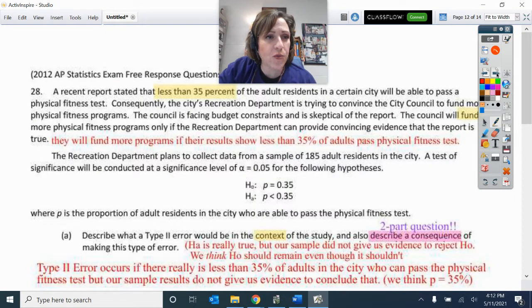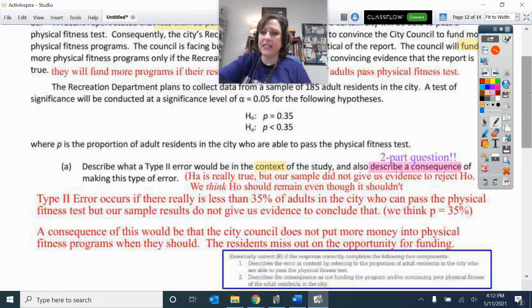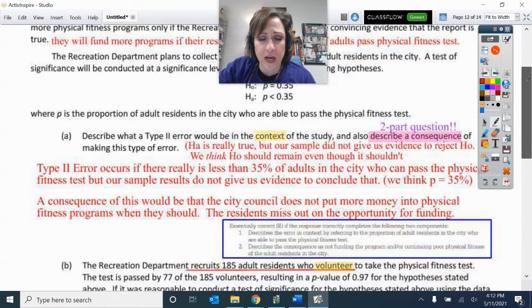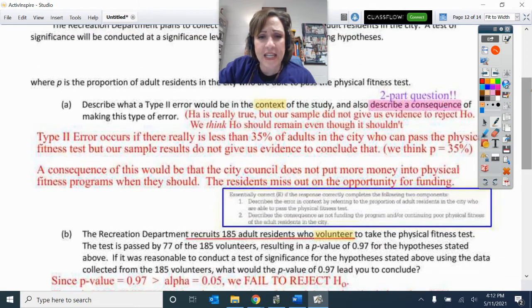Next, 2018 or 2012, free response 28. We actually have seen this question. We did this one back when we were doing errors. So I'm going to go through it pretty quickly and just let you kind of read through this. For part A, you had to describe the error in context. It's about there really is less than 35% of adults living in the city, but our sample doesn't give us evidence, or we think it's still 35%. And describe a consequence. To get full credit, you had to say something like not funding the program or then continuing poor physical fitness for the adults in the city.